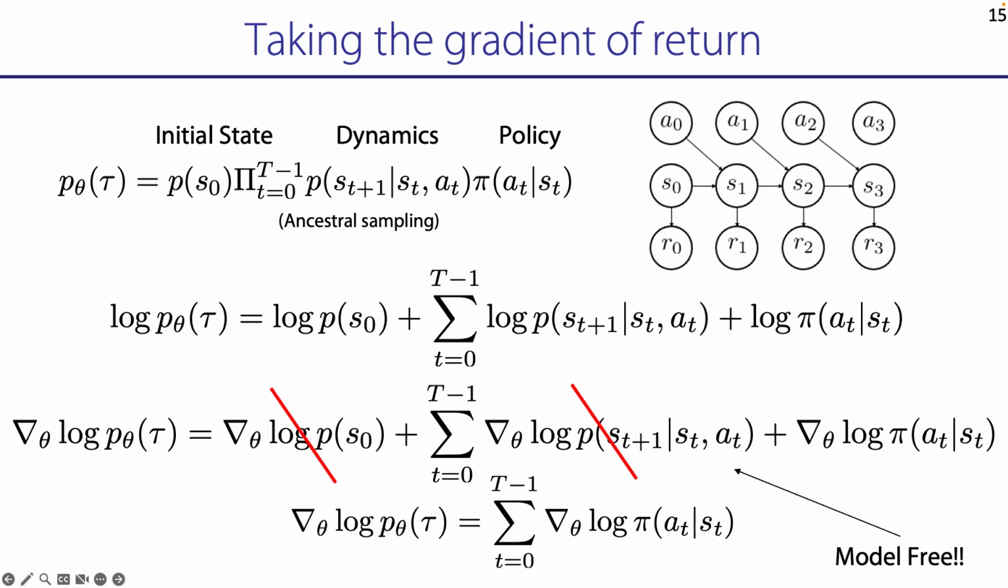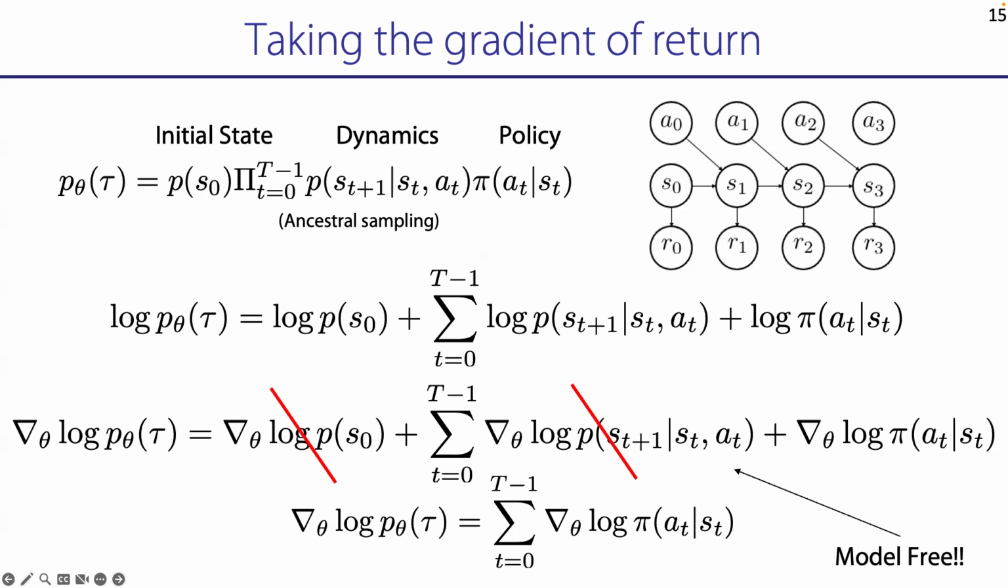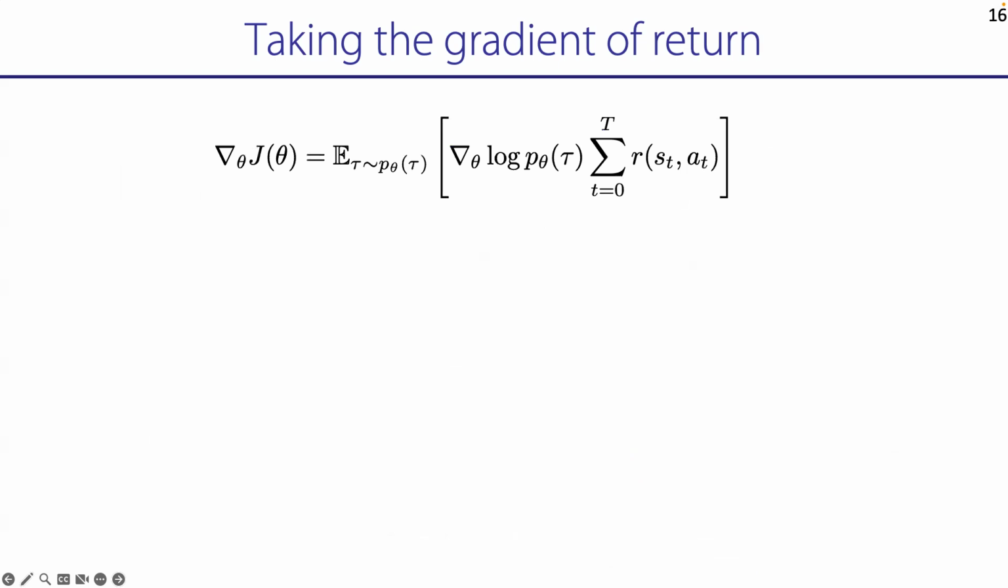Good. So what that allows us to do is to write grad theta log p theta tau as the sum of grad theta log pi theta of at given st, right? Remember, our policy is some neural net that takes an st and outputs some distribution p of at given st. You can use torch dot distributions to take the log of that and then compute the gradient of that, right? So this is completely implementable in just autodiff. You don't have to do anything, right? Cool.